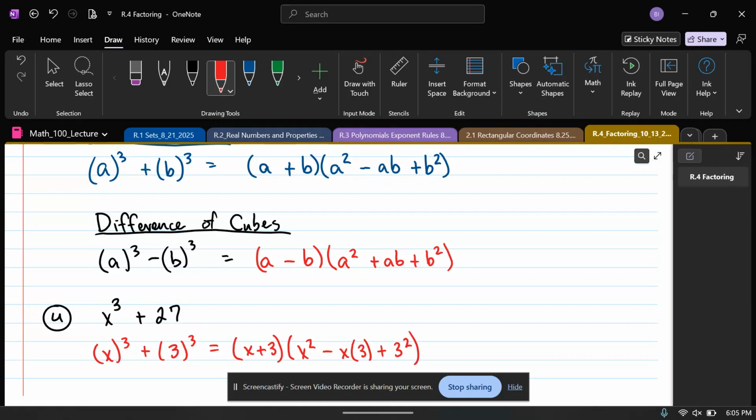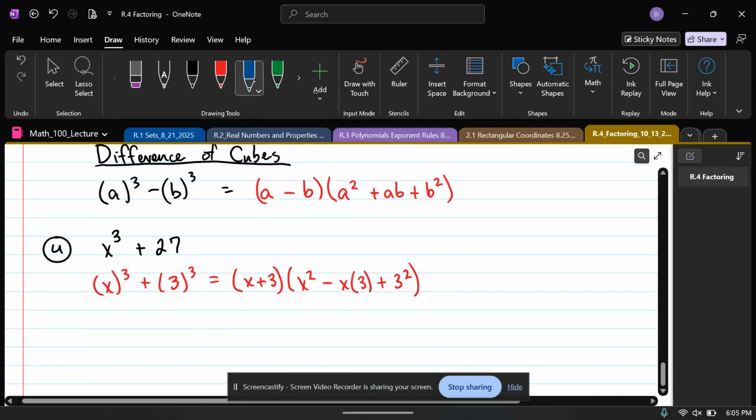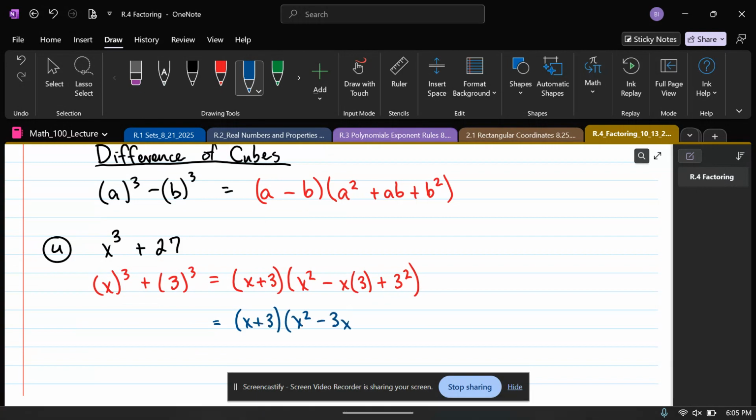I did not change any of it other than the a and the b, changed to x and 3. Then I'm going to work out the pieces that can be worked out. The only pieces that can be worked out are the middle piece and the 3 squared. 3 times x is 3x. So my final factored form is going to be x plus 3 times x squared minus 3x plus 9.